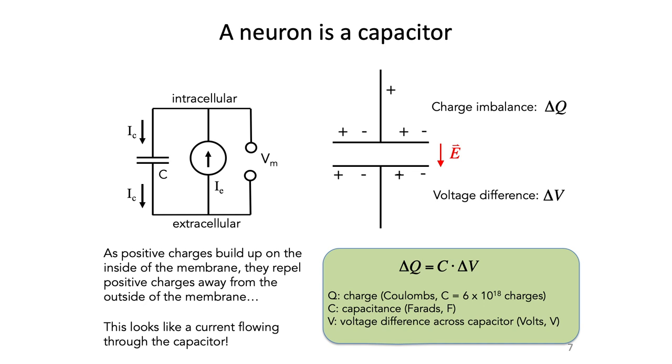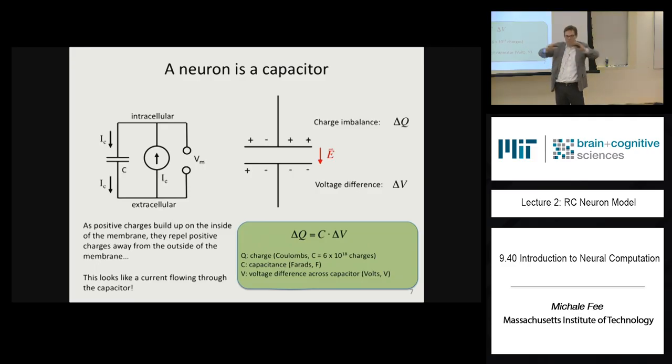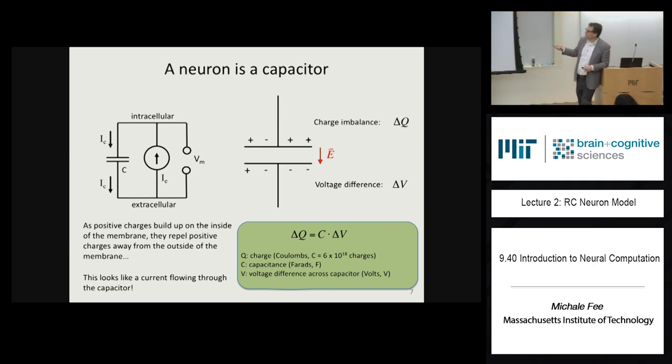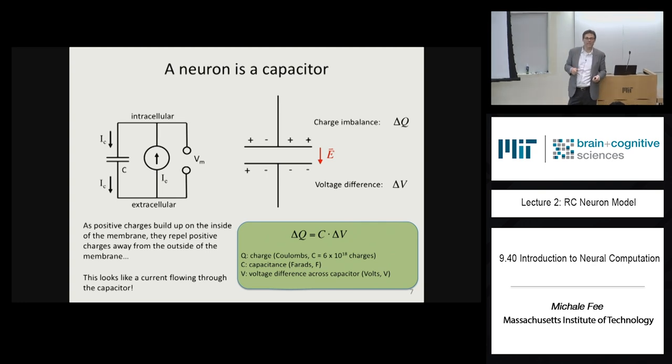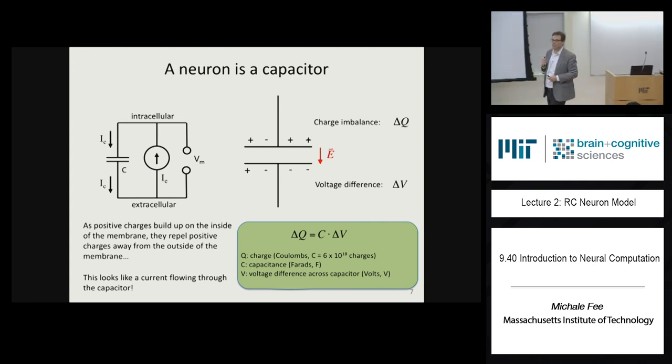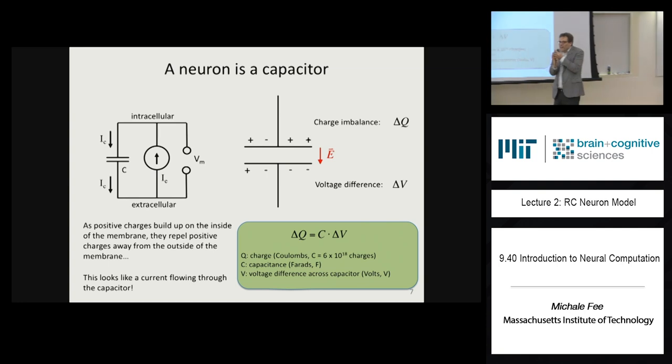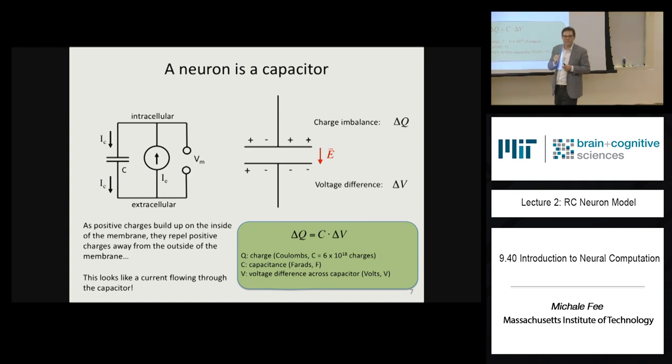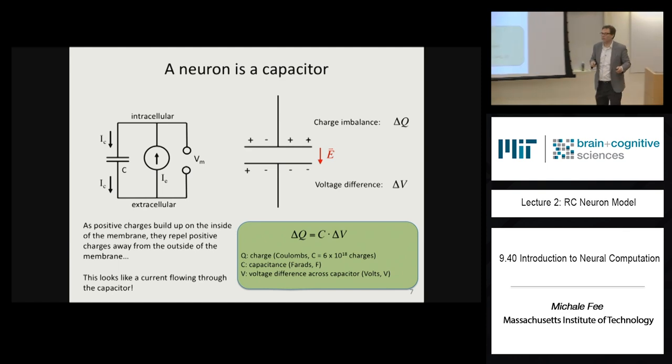And you can get a big capacitor just by having a big area. You can see you can have a lot of charges with a small voltage difference if you have big plates on your capacitor. So the capacitance is actually proportional to the area of the plates, and it's inversely proportional to the distance between them. It's a very thin membrane, which means you can get a lot of capacitance in a tiny area. Okay, that's pretty cool. All right, any questions?